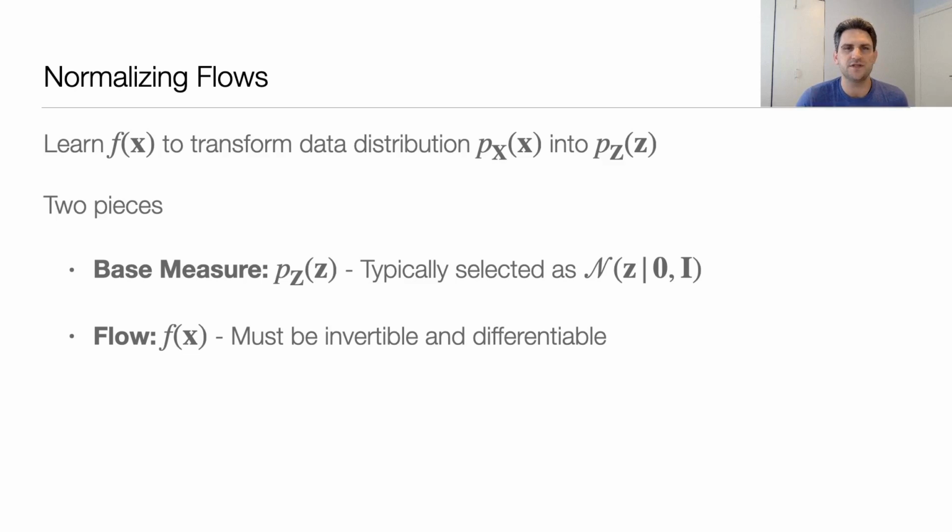There are two main pieces to these normalizing flows. A base measure, this is the distribution over z that we've picked. Typically we pick this to be just a Gaussian with mean 0 and identity covariance. You can make other choices. We won't talk about that much today, but it's certainly possible. And this flow function f, which is what we're going to try to learn. Of course, the thing with this flow function f is that it does have to be invertible and differentiable for that change of variables formula to actually apply. And we'll get back to that very soon.